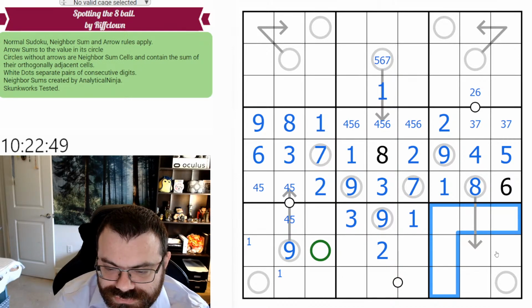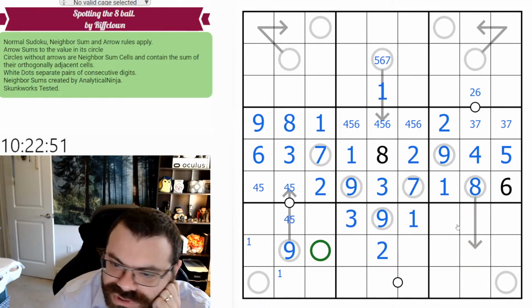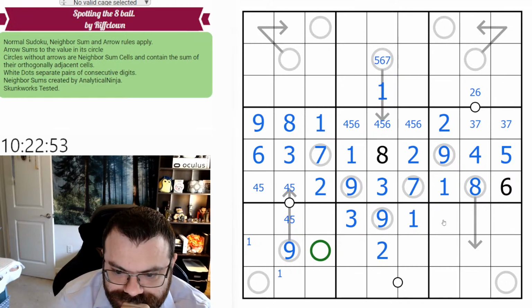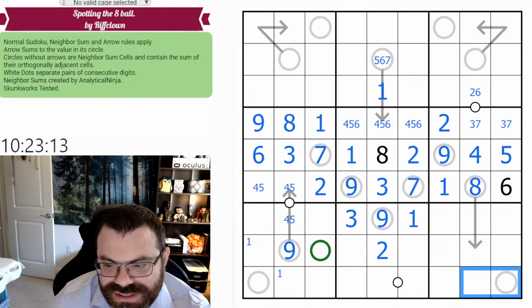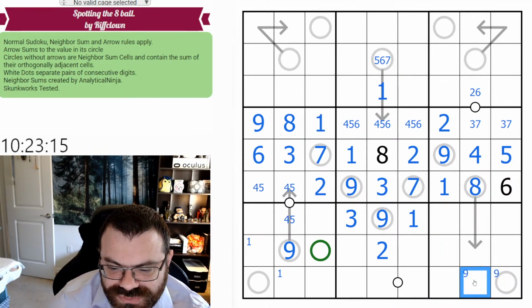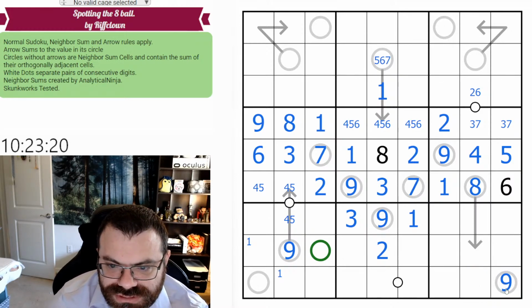I don't see anything special about 1 in box 9. 9 in box 9. Okay, so 9 by Sudoku is in one of these 2, but if it was here, that ruins the sum. So this does have to add to 9.